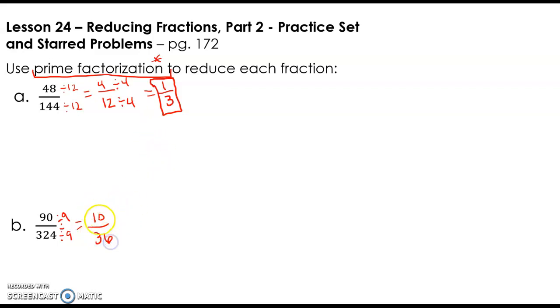So we're still not done because both of these are positive. Let's see, 2 and 5 go into 10, and 2 and 6 go into 36, so I'm going to have to divide by 2. So 10 divided by 2 is 5. 36 divided by 2 is 18. Now there's nothing that goes into 18 and 5, so that's as far as that's going to go.